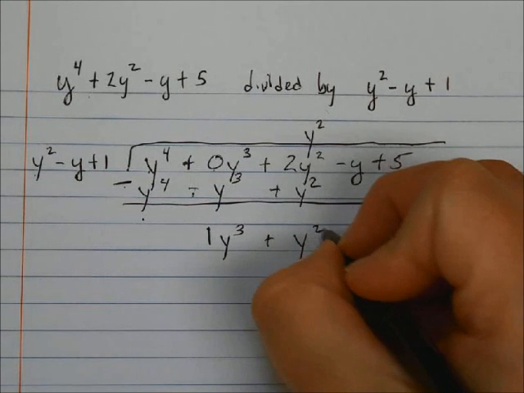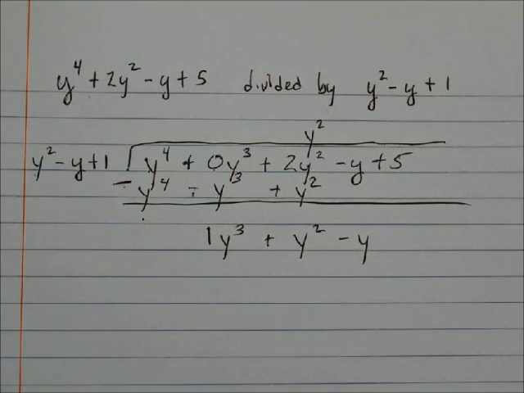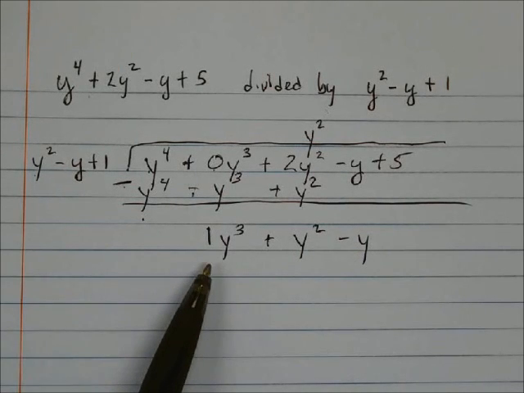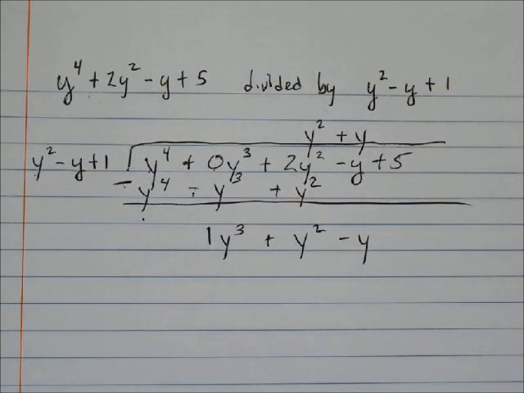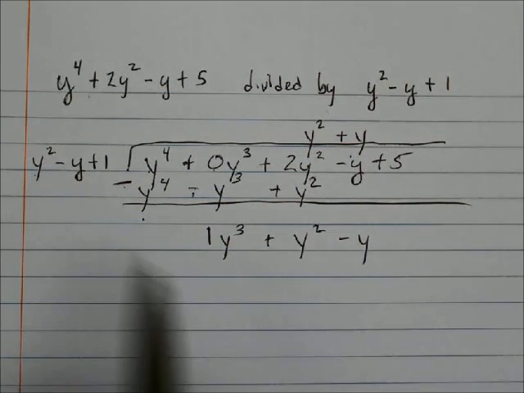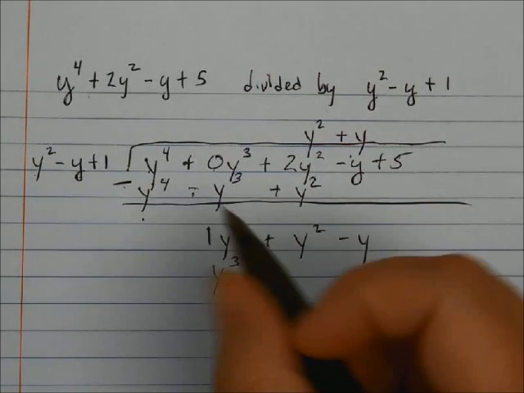Now I want to see how many times y to the second will go into y to the third. And that goes y times. So I'm going to put a plus y above the y that's already there. And then I'm going to multiply. Y times y squared, y to the third. Y times negative y is negative y squared. Y times 1 is y. And then I'm going to subtract.